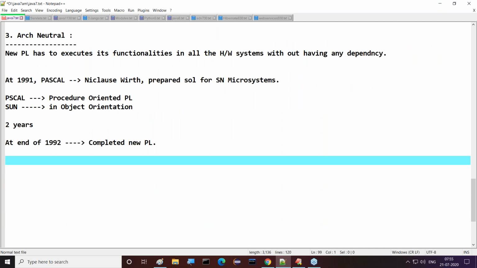Now, Sun Microsystems wants to give a name to this new programming language, guys. Then they are searching for a name for the programming language. Understand clearly what I'm telling you. So one fine day, what happened?